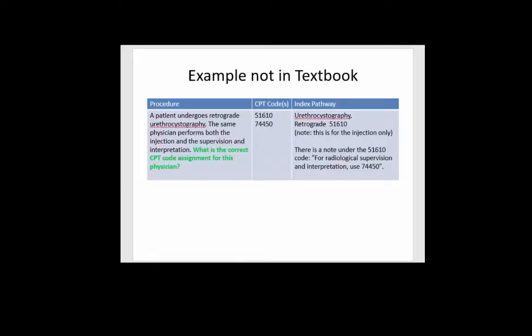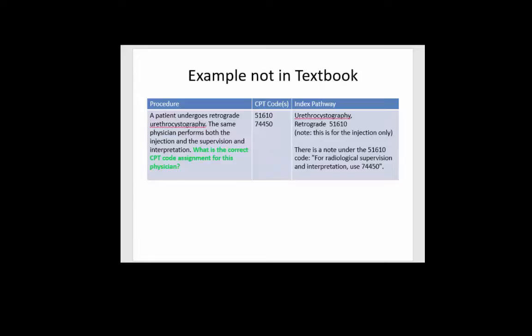This is an example not in the textbook that you will see on the exam for this chapter, so pay attention. A patient undergoes a retrograde urethrocytography. The same physician performs both the injection and the supervision and interpretation. What's the correct code assignment for the physician?